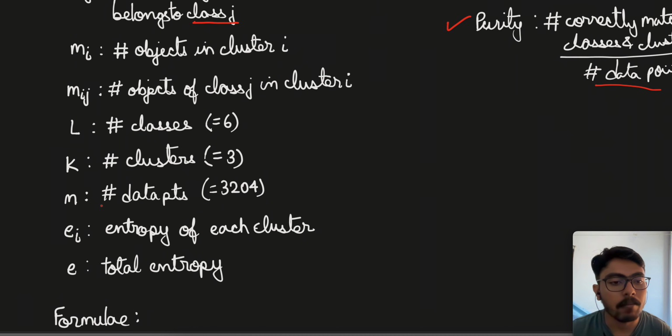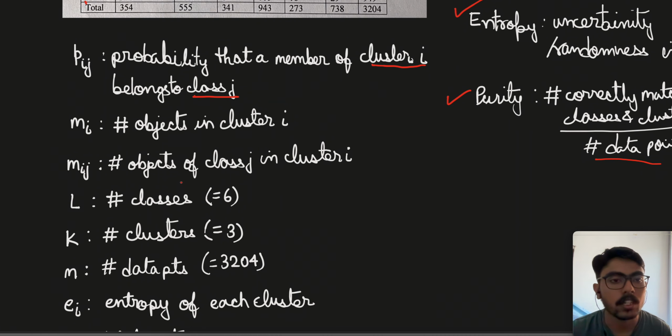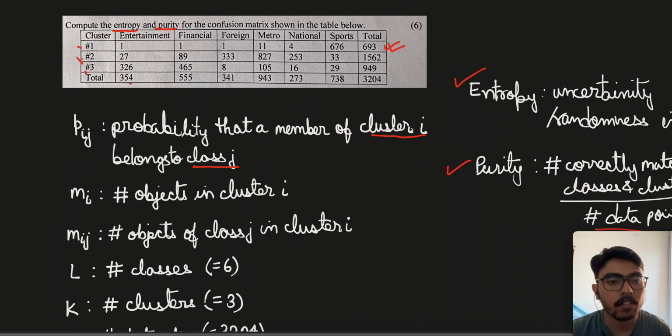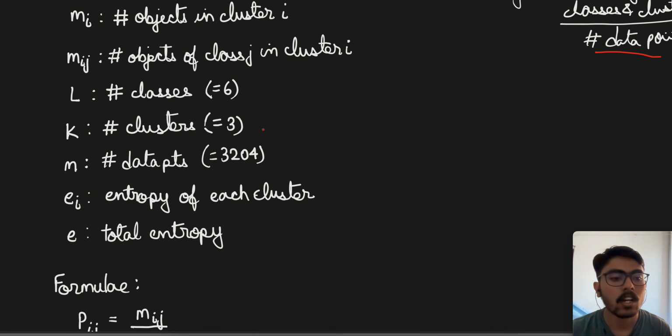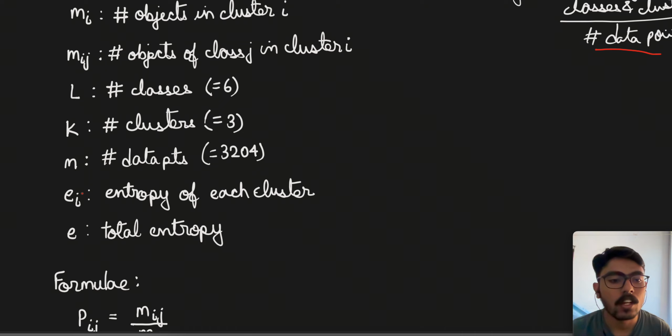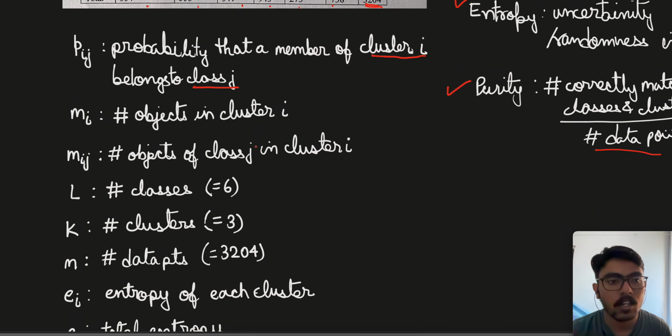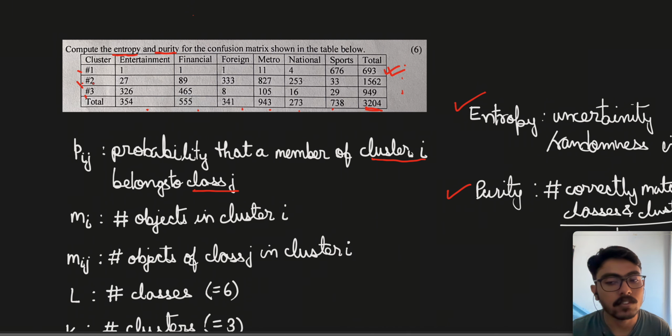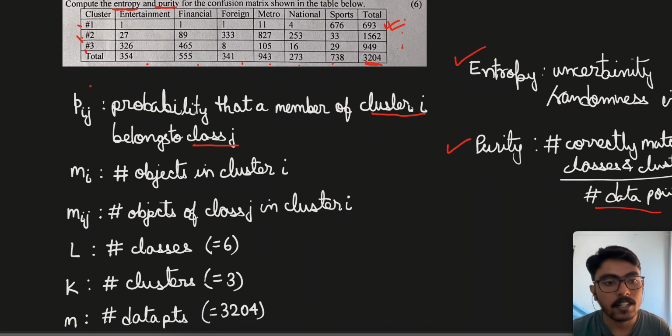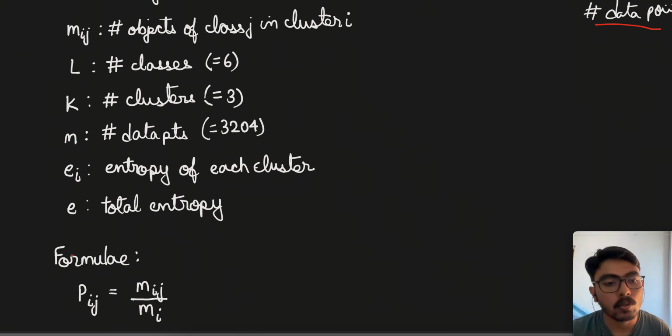Then we have M, the number of data points. We need to calculate that: either we can sum the row totals, or we can sum the column totals. The same thing will happen. The total is 3204. Now Ei, remember the notation is important. Ei is the entropy of each cluster, meaning each cluster will have its individual entropy value, and by using that we will calculate the total entropy of the confusion matrix.